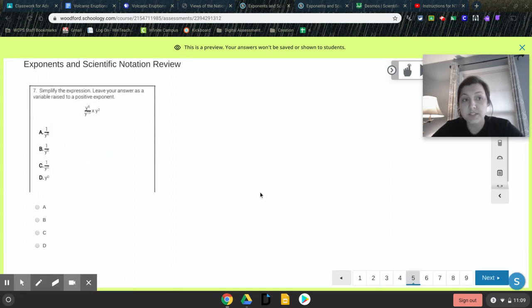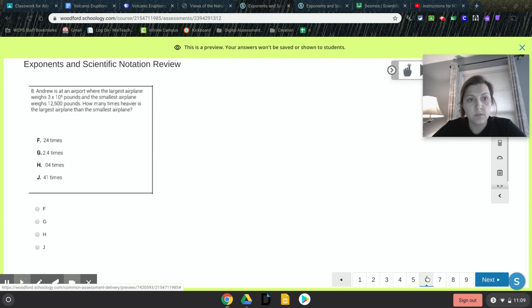All right, this one is number 7. So you're just going to follow your exponent rules and simplify the expression. Use your cheat sheet. For this one, how many times heavier is the largest airplane than the smallest airplane? So he's at an airport where the largest airplane weighs 3 times 10 to the 5th pounds and the smallest airplane weighs 12,500 pounds. You need to put both of these values either into standard notation or scientific notation, and then figure out the correct operation. It says how many times heavier.